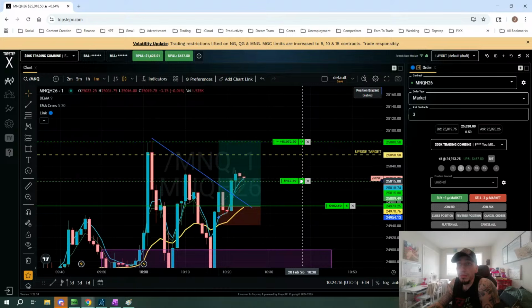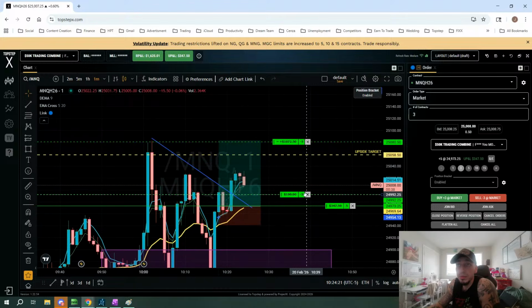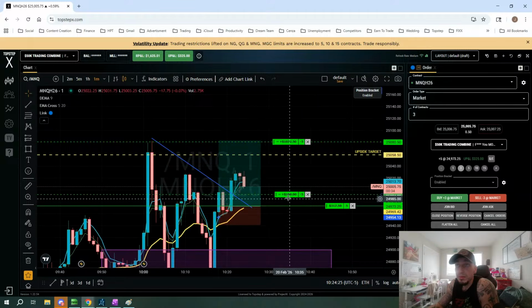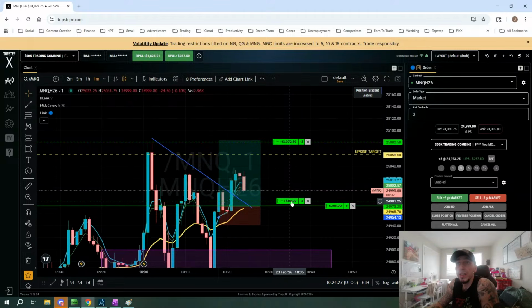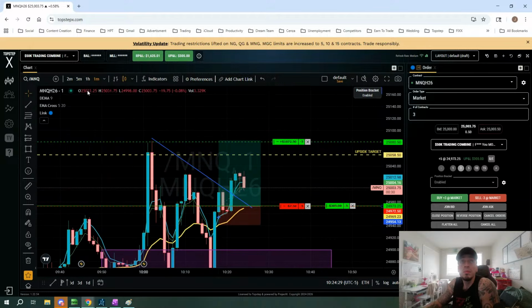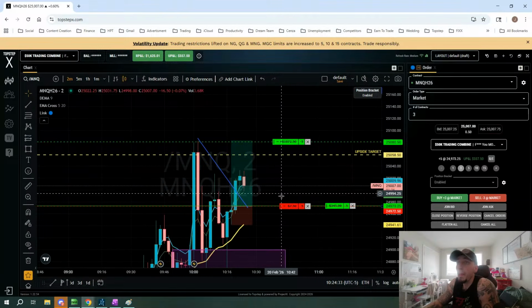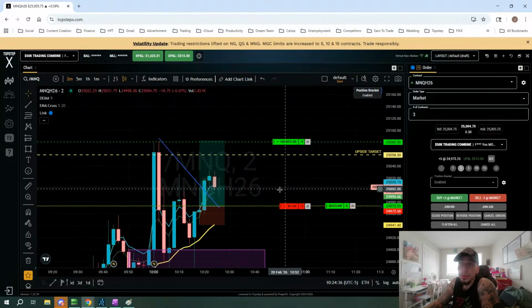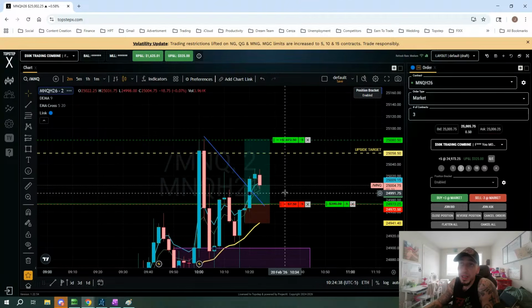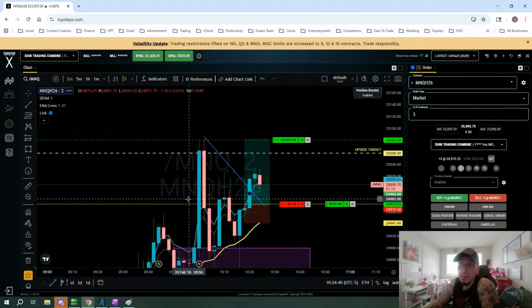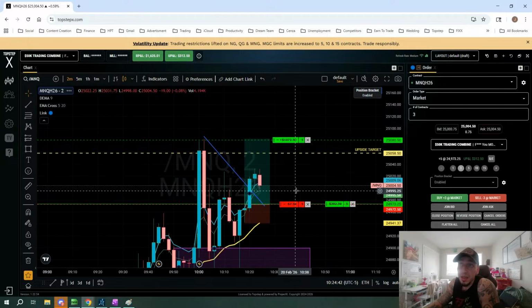I'm bumping that right up. I was going to break even it. Don't let it scare you. Not yet. I'm watching the previous 2 minute candle too. Okay, I want to see buyers hold that low.